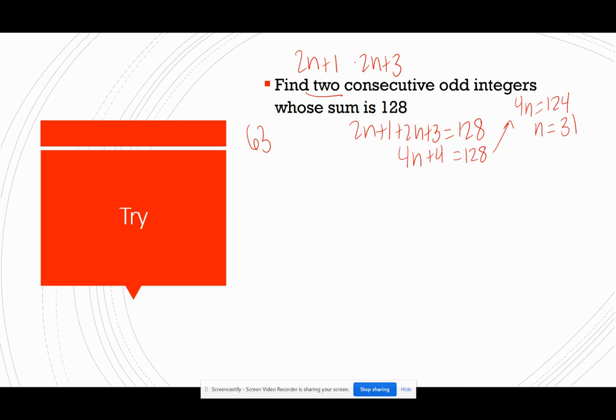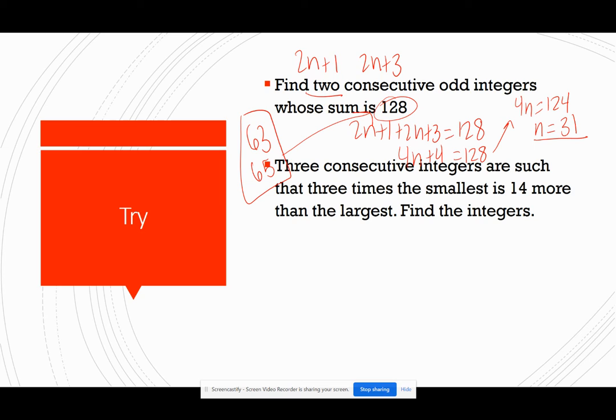Then you add 2 more to that. That should be 65. And when you add those 2 together, we do get 128. So our answer is correct. A way to know that: if we just stop here and say it's 31, 33, and I add those 2 together, I do not get 128. So I know I did something wrong. I have to plug it back in, and that's how I get the correct answer.